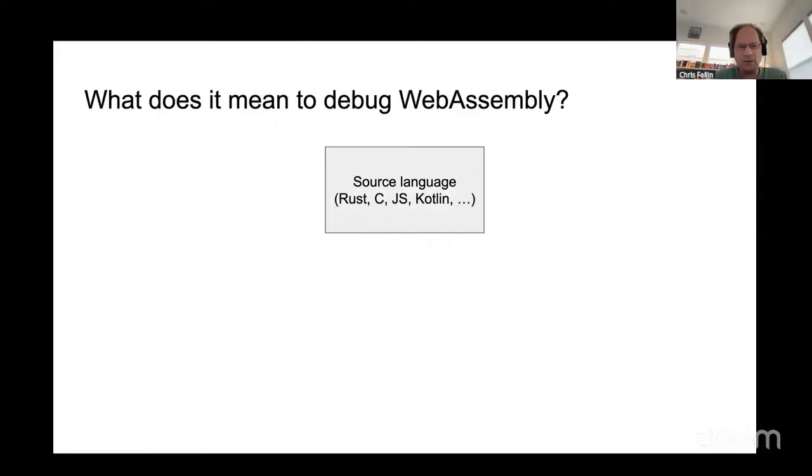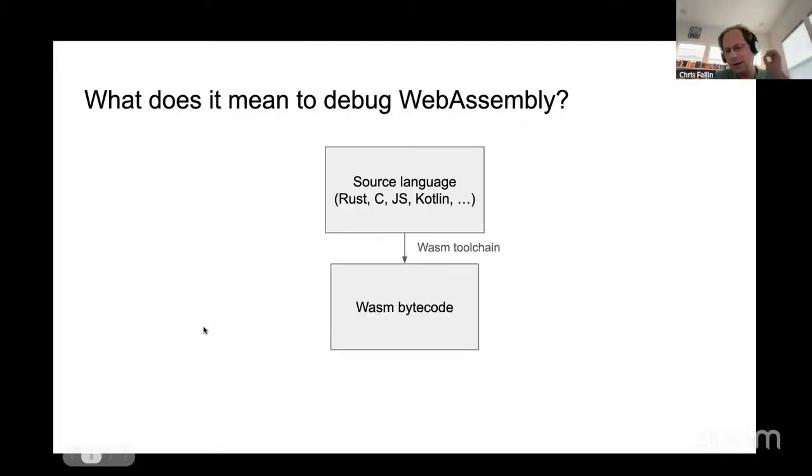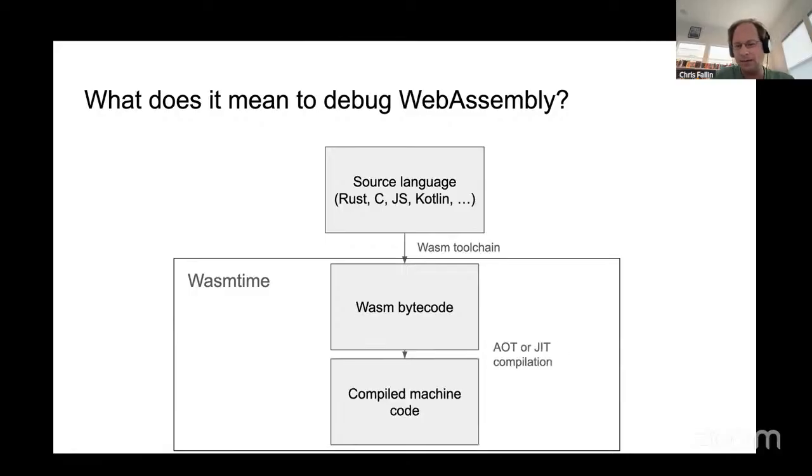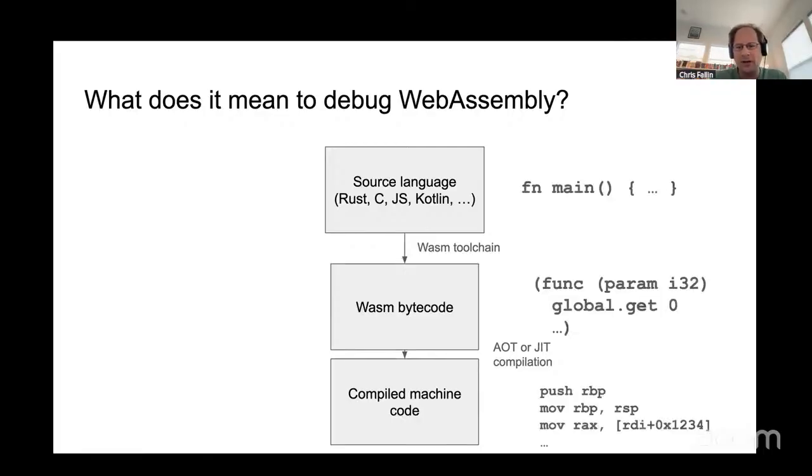So what does it mean to debug WebAssembly? You start by writing some code in some language like Rust or C, and then you'll use a Wasm toolchain to compile this into Wasm modules, Wasm components, and then you'll run this in some Wasm VM like Wasmtime. And typically, if that's not an interpreter-based VM, that will do some compilation, either AOT or JIT, into compiled machine code. And so you have these three different levels of lowering at which your code is represented. And you could look at the code that's produced at each of those levels, right? At the source language level, it's function main. At the Wasm bytecode level, at least for typical compiled languages, that'll become a Wasm level function. And at the compiled machine code level, you can look at the machine code that's actually produced.